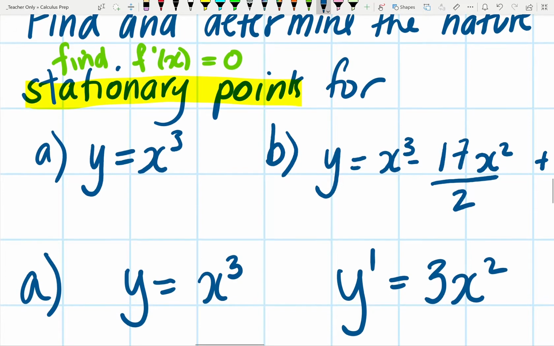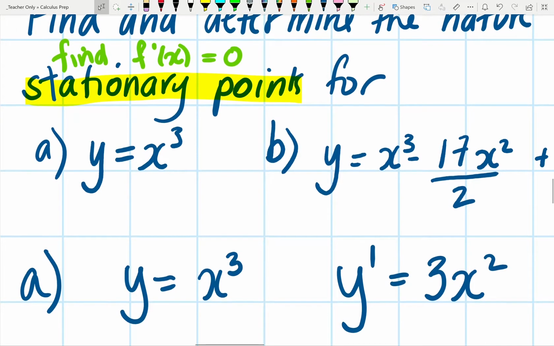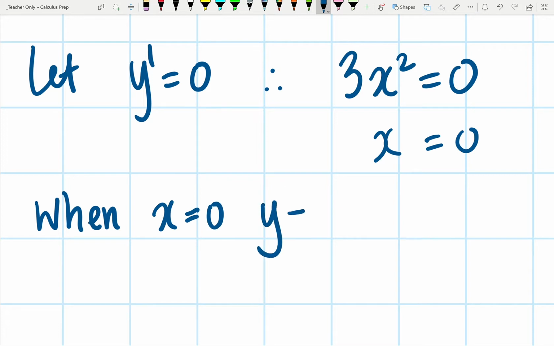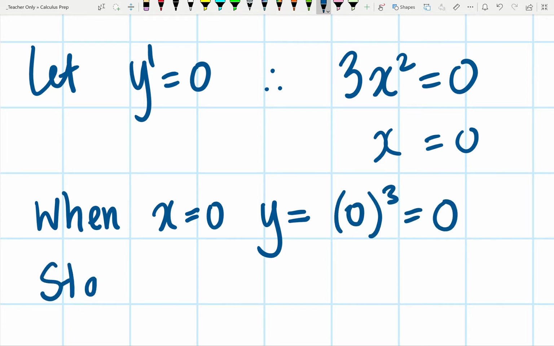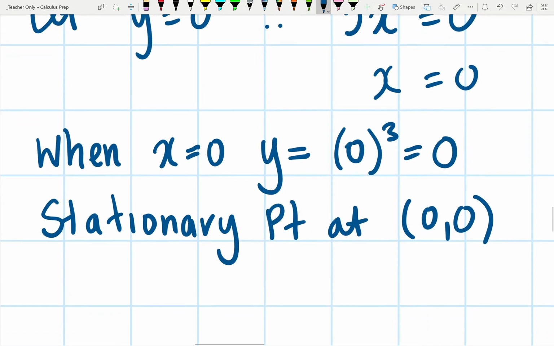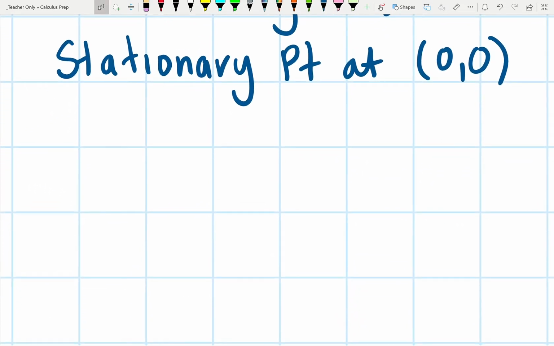Find f dash of x equals 0. That's what find a stationary point means. We need to know the coordinates. So when x equals 0, y equals, and we put it back into our original equation, which is x cubed, 0 cubed is 0. So therefore we have a stationary point at 0, 0. But remember, all stationary points must be classified as either a minimum, a maximum, or a horizontal point of inflection. And I'm going to show you two different ways to do that.